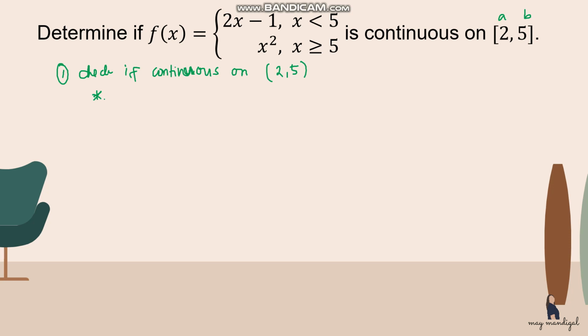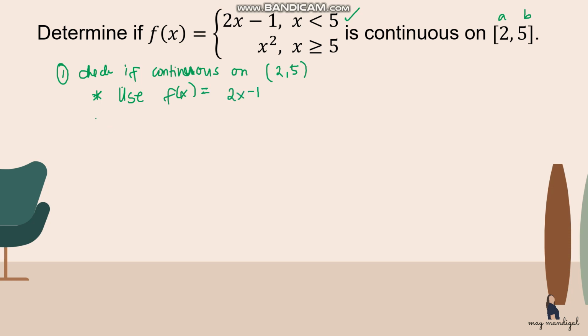If we look at our sub-functions, we have here x is less than 5, so we will use 2x minus 1 if the values of x that we're considering are less than 5. We'll use x squared if the values of x are greater than or equal to 5. But since what we want are just the values from 2 to 5, not included, that means it will fall under the sub-function 2x minus 1, because those values from 2 to 5 not included are less than 5. So we'll be using f of x equals 2x minus 1.